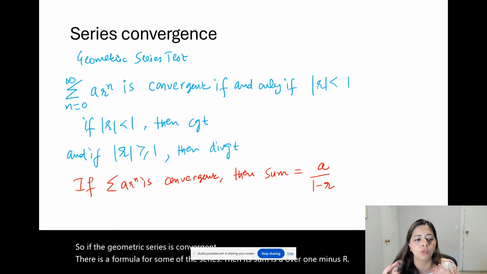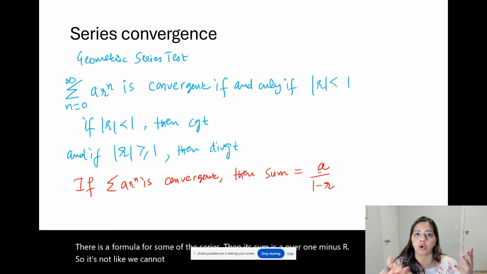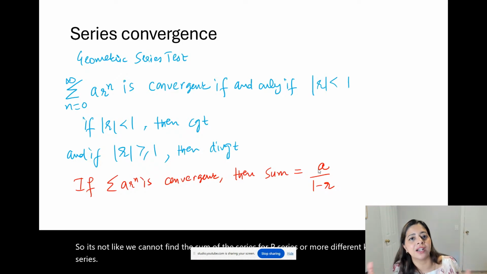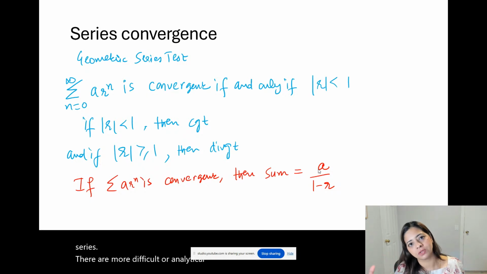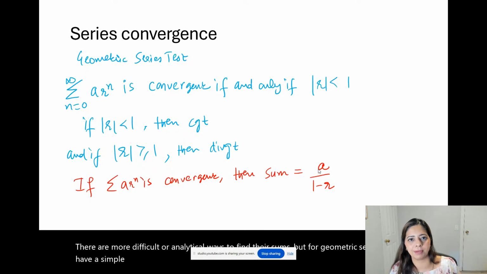It's not that we cannot find the sum of the series for p-series or other different kinds of series. There are more difficult or analytical ways to find their sums. But for geometric series, we do have a simple, straightforward formula which is applicable to all types of geometric series. So we are going to use this one.